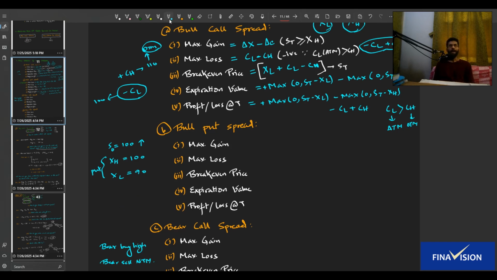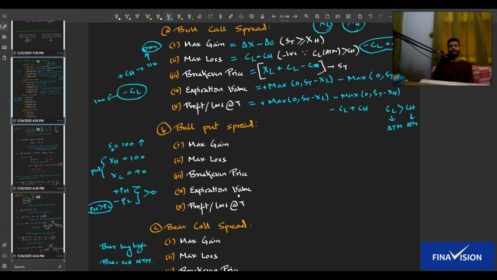So again, we buy the lower, which means there is a cash outflow of minus PL and there is a cash inflow of plus PH. Now here, PH is greater than PL, which means the net sum of this is greater than 0. There is a cash inflow. This is a credit spread. The bull call spread was a debit spread because cash went out. Here it's a credit spread because cash comes in.